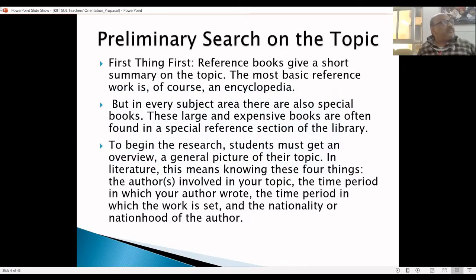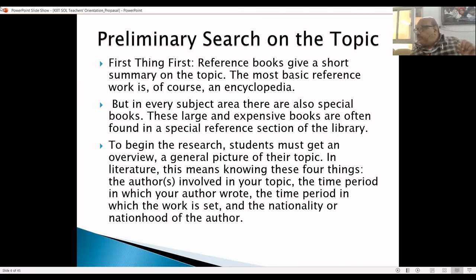Preliminary search on the topic. So, when students do a preliminary search on the topic, they have a topic by now, a fairly narrow topic. But in order to develop that topic into an argument, they have to look for materials, they have to read. So what is the starting point?